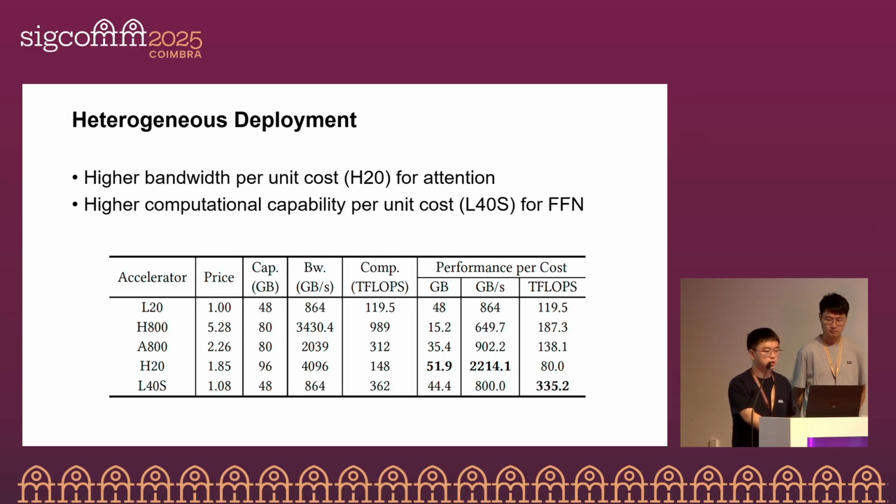We also use heterogeneous deployment with different types of hardware. Here we compare the price and performance of several NVIDIA GPUs. Among them, the H20 offers the best memory capacity and memory bandwidth per cost, making it well suited for attention computation. And the L40S offers the best compute power per cost, so it is ideal for FFN computation. By combining these two GPUs for heterogeneous deployment, we can significantly reduce the cost of MoE inference.